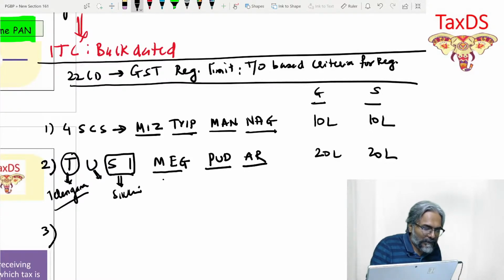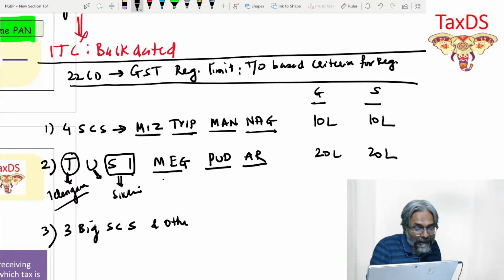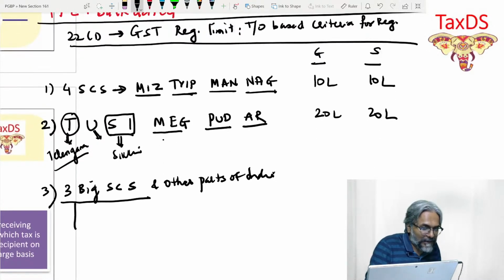And the last one, students, the three big SCS, special category state, and other parts of India. You say, sir, but what is the three big SCS? To know which are three big special category state, students? In this case, one is J&K, another is Assam, and third one is Himachal Pradesh.